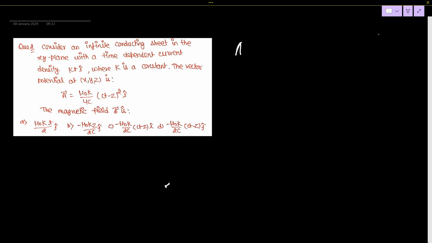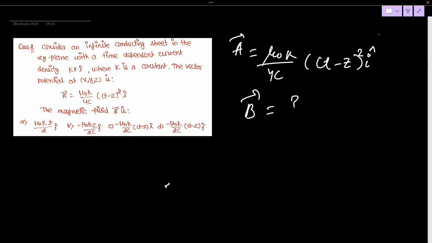So vector potential A is equal to mu naught k by 4c, ct minus z whole square, I cap. So magnetic field B is asked. Simple question. It looks big, but it's simple, right? My vector potential is given, and you are asked the magnetic field. So how will you calculate it?